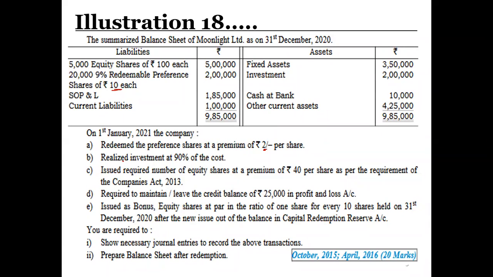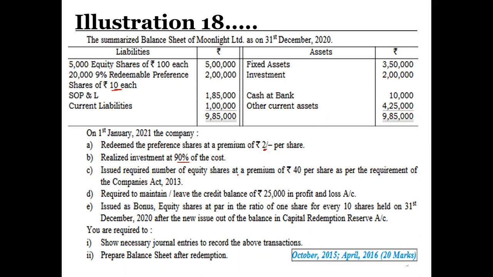Second point, realize investment at 90% of cost. So the cost of the investment is 2 lakh rupees and we are realizing it. Realizing means we are selling the investment, or converting our investment into cash, at 90%. That means we are making a loss of 10%. So 10% of 2 lakh will be 20,000 loss we are making.